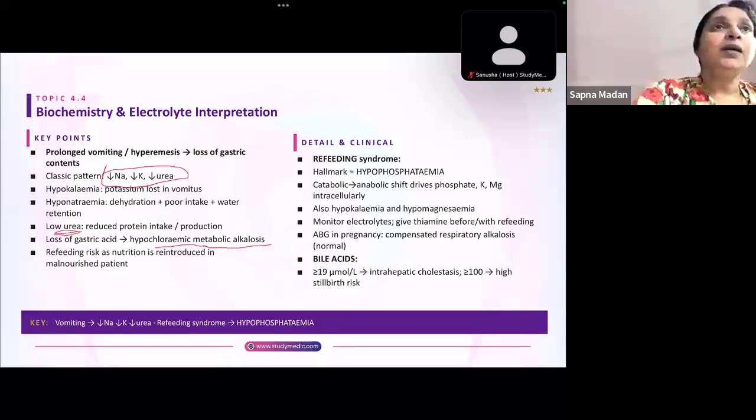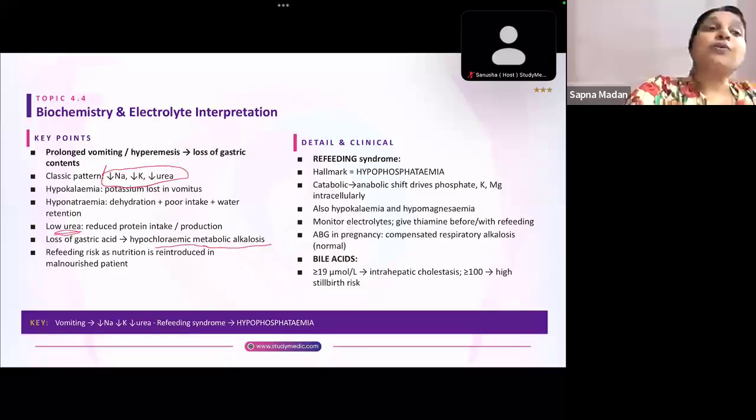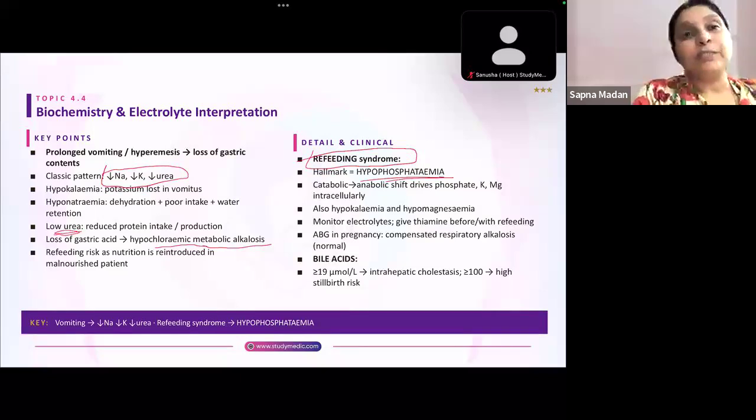Now, this patient of hyperemesis is poorly nourished. She's lost all her nutrients. She's severely protein deficient. And now you start refeeding her. Okay, so now refeeding also is a risk, as when you start refeeding, the body is not able to adjust with the intake. And this is what causes the refeeding syndrome. And the hallmark of this refeeding syndrome is hypophosphatemia. Okay, so there is a catabolic state of hyperemesis. Now it is going to shift to the anabolic state, and that will drive the phosphate, potassium, and magnesium into the cell.